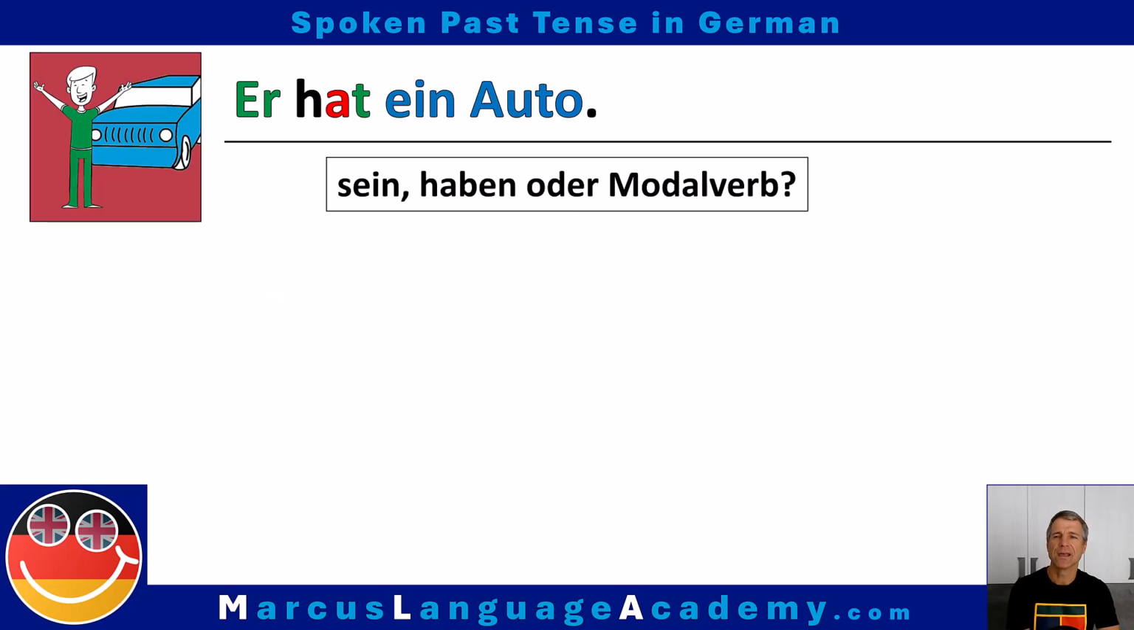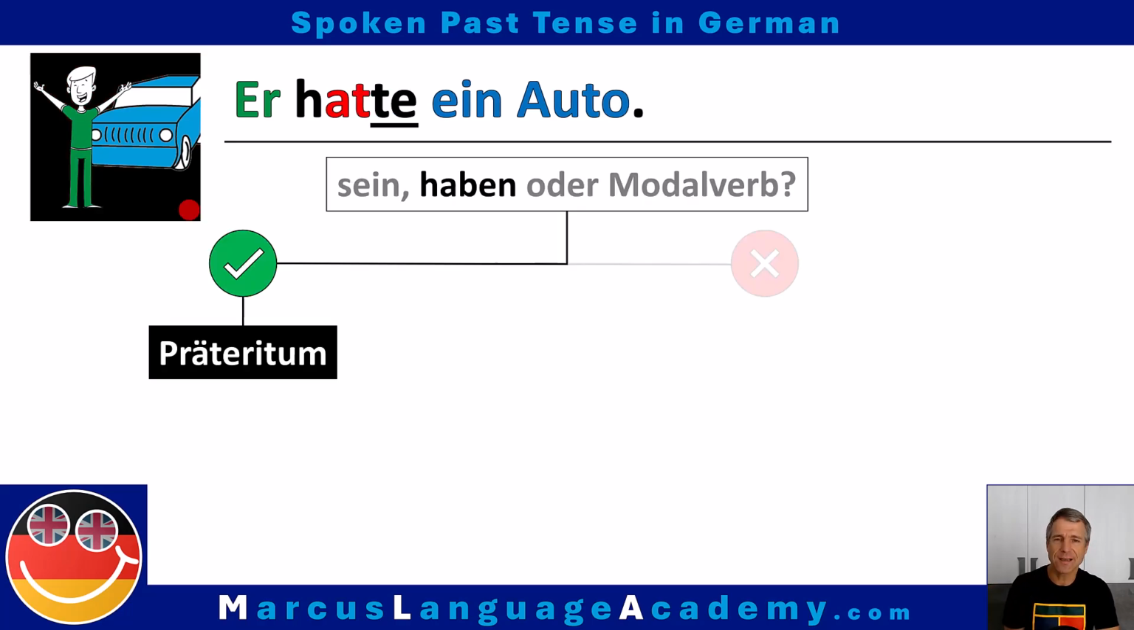Okay, let's see another example. "Er hat ein Auto." He has a car. The car here is blue because it's accusative, the direct object. Again, I use colors to explain the grammar. But here we want to say the sentence in past tense. First question, like always: is it the verb sein, haben, or a Modalverb? Yes, because it's the verb to have, haben. Therefore we answer yes to this question, and we again use Präteritum: "Er hatte ein Auto." The Präteritum would be "hatte."